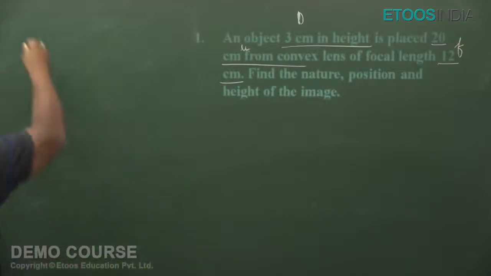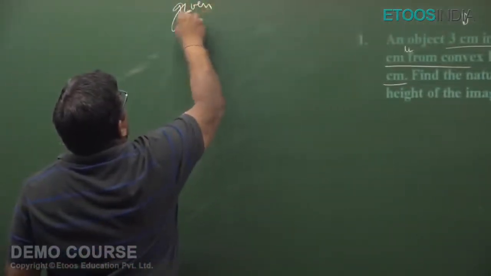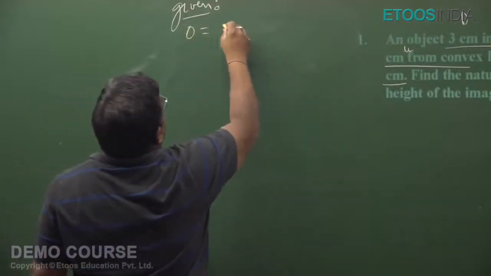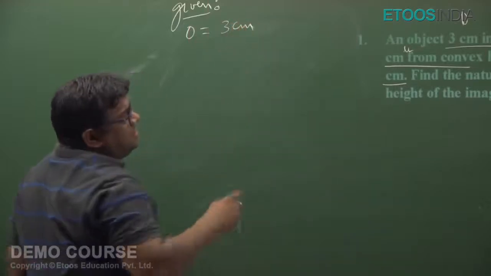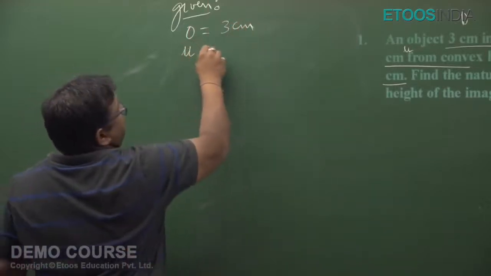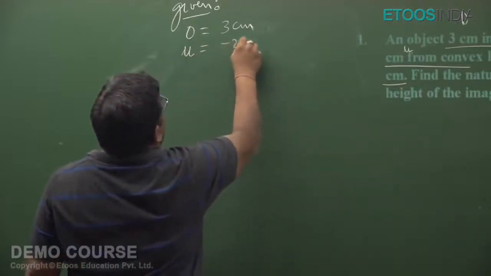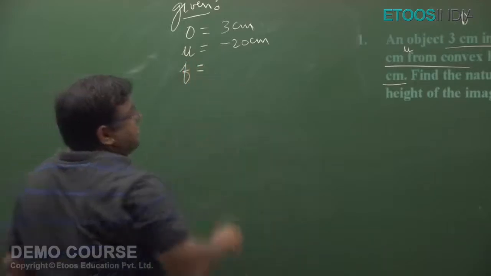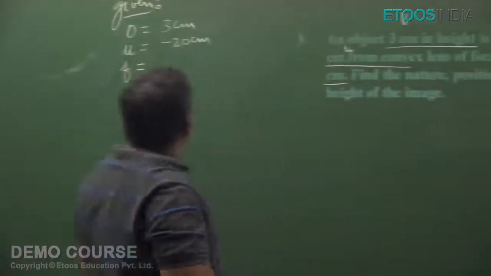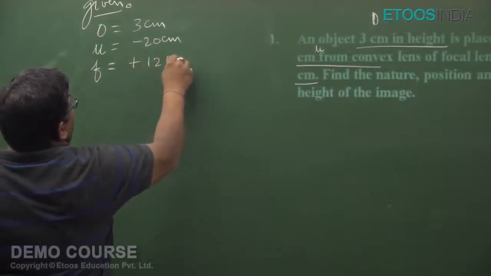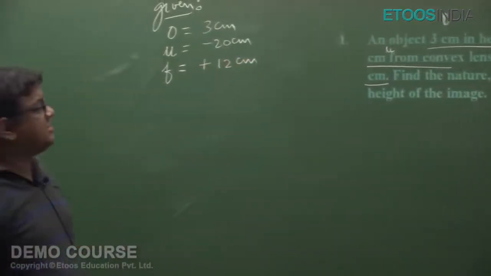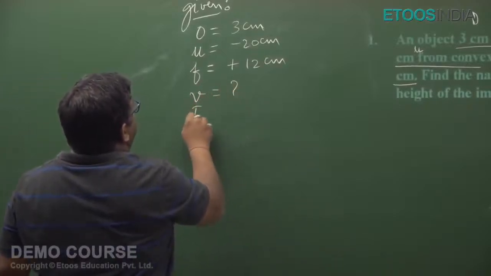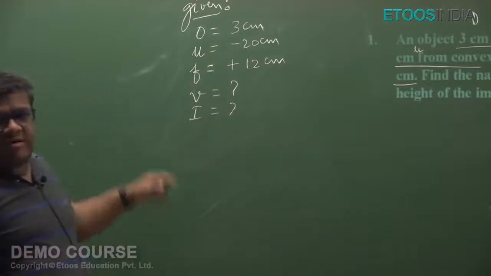So let me write the given first here. What are the given things? As we have already marked, it's the object height. What does it say? It's 3 centimeter. Then U, that is minus 20 centimeter. And then it's given focal length. Since it is a convex lens, the focal length will be plus 12 centimeter. Now, what are the things they have asked? It is V and I along with nature, that we will tell you right now.